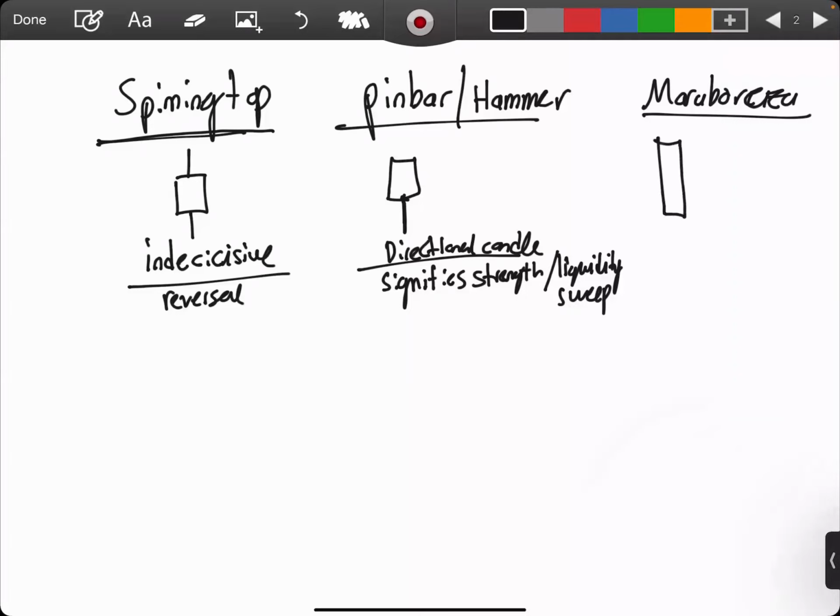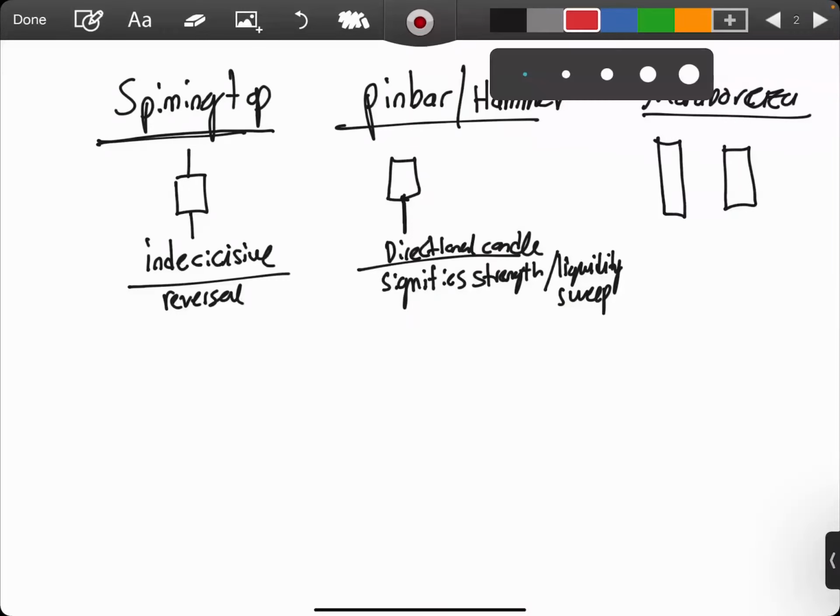And last but not least, we have our Marubozu candle. Our Marubozu candle is a candlestick that has little to no upper or lower wick. In Japanese, Marubozu means shaved head. So whenever you see these candles, you want them to have virtually no lower wick, or a very small upper or lower wick.